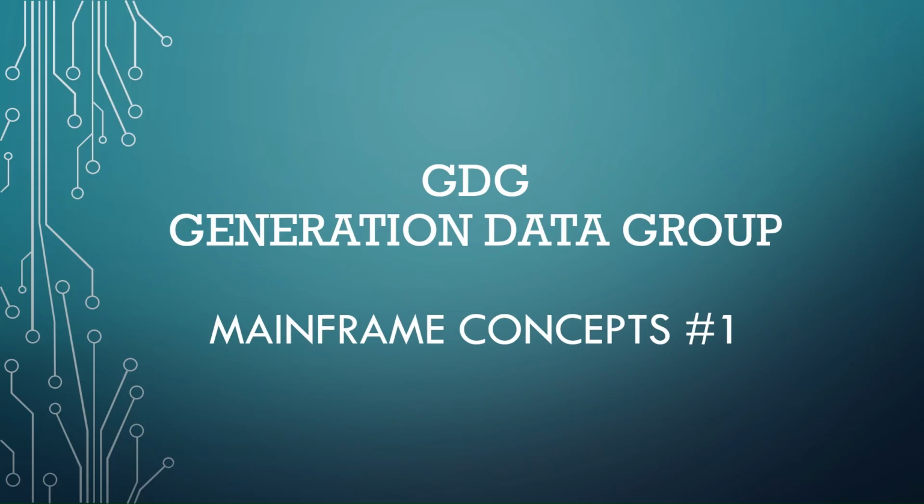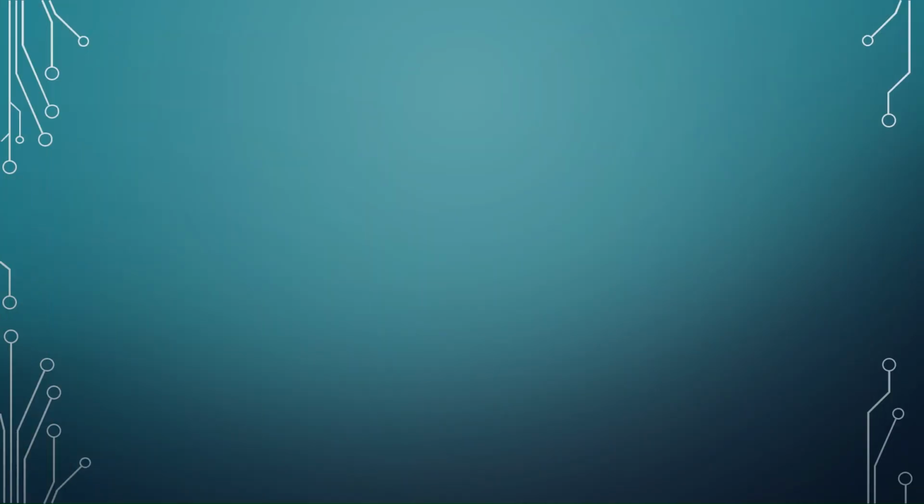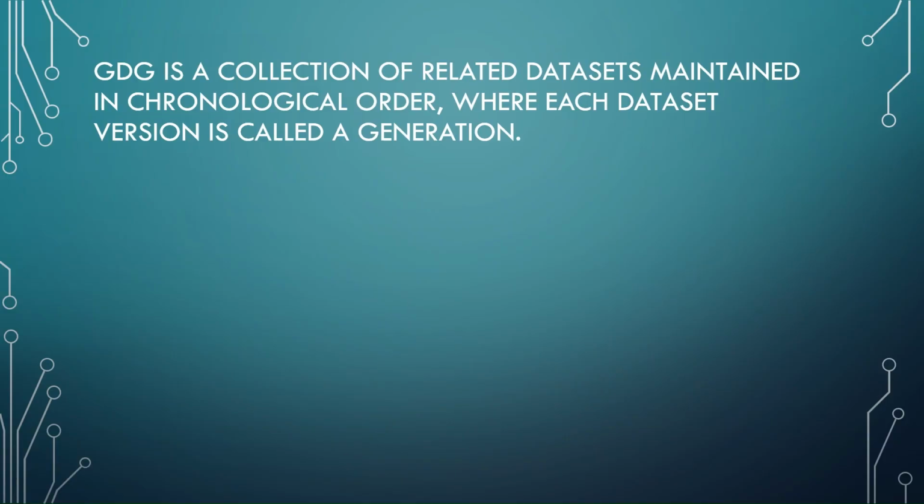This is where GDG becomes useful. A GDG is a collection of related datasets maintained in chronological order. Each version of the dataset is called a generation. Instead of overwriting the old data, mainframe automatically creates a new version and maintains the previous version for further reference.